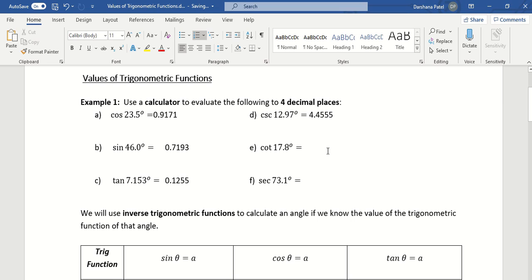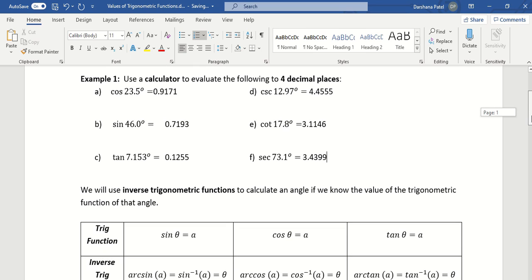For the next one, cot is the reciprocal of tan theta. So we will say 1 divided by tan 17.8 degrees. We will get 3.1146. And for the last one, secant is the reciprocal of cos. So we will say 1 divided by cos 73.1 degrees. We get 3.4399.